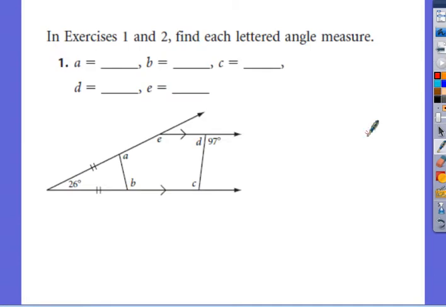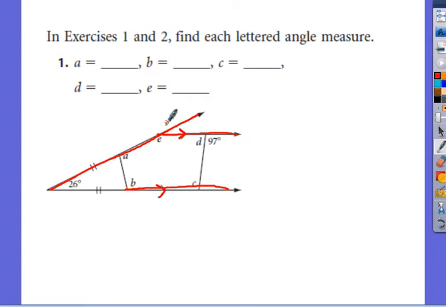So here is another exercise I want to see you try. Exercises 1 and 2, find each lettered angle measure. For A and B, just know that because these 2 sides are parallel, these 2 angles are equal. So to find A and B, you're first going to find those 2 circled angles, and you find those by doing 180 minus 26 divided by 2 because they're the exact same. And then that'll help you find A and B. Then to find E, you know that these 2 lines are parallel. Here's your transversal.